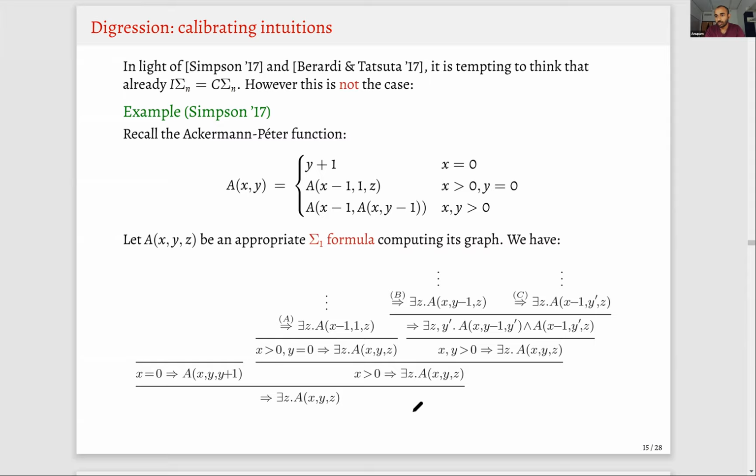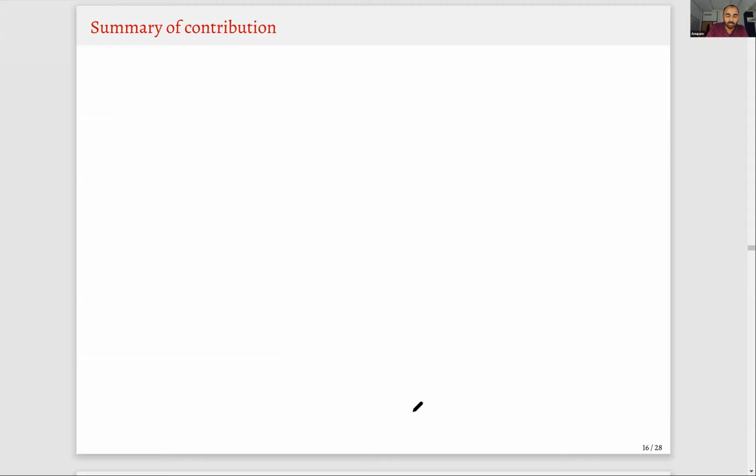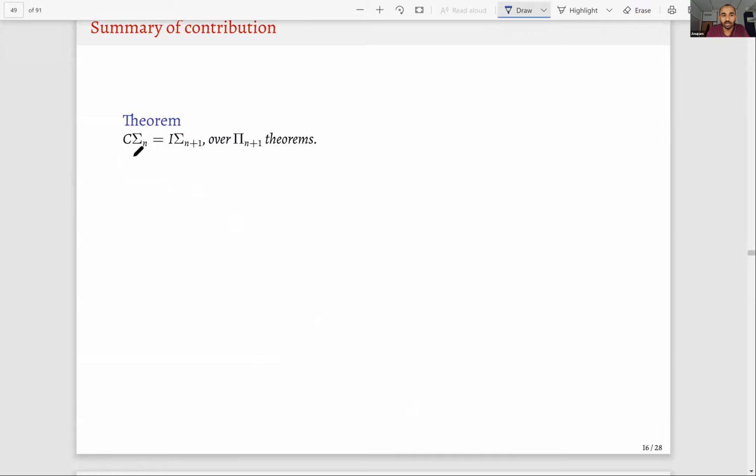To summarize the contributions, there's a few different ones, but they can mostly be summarized in one line, which is actually that generalization holds. C sigma n is exactly equal to I sigma n plus one specialized to the pi n plus one theorems. So it's a complete tight correspondence. You have bounds in both directions, but the proofs in each direction are very, very different. So the fact that C sigma n can actually buy you one quantifier complexity is done completely with structural methods.